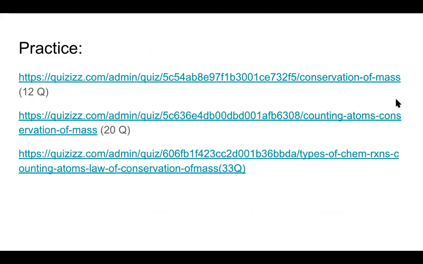So I have given some practice problems. You can practice. I have uploaded the link also. So you can practice the law of conservation of mass and how to count the number of atoms and everything using this. Hope this helps.